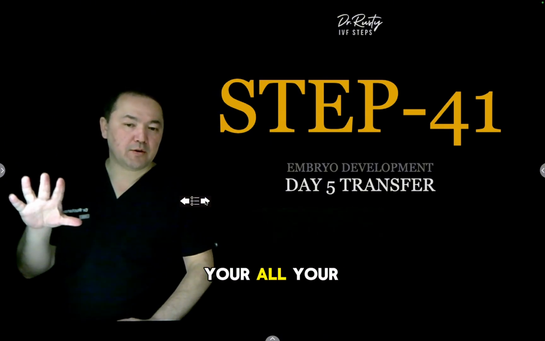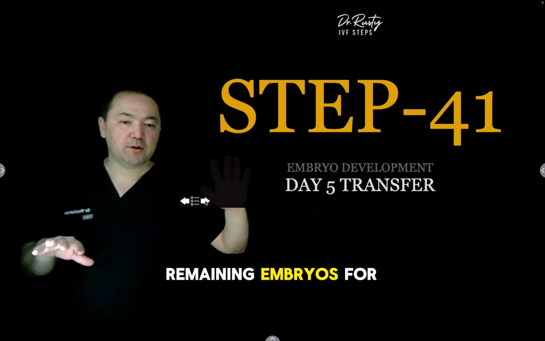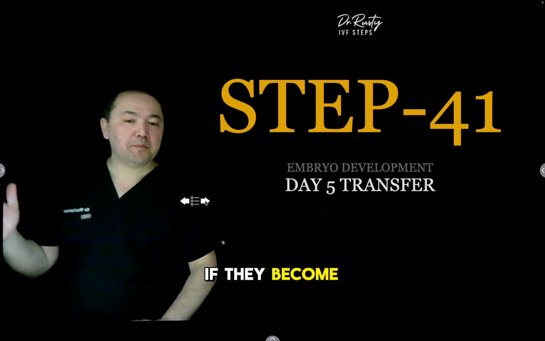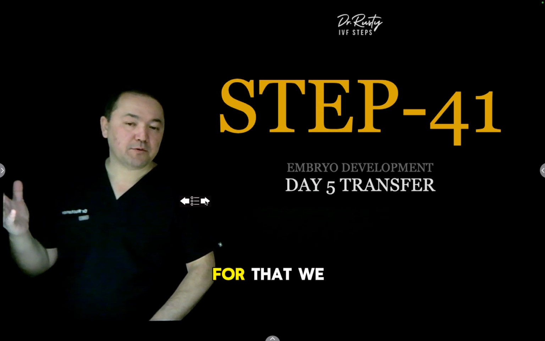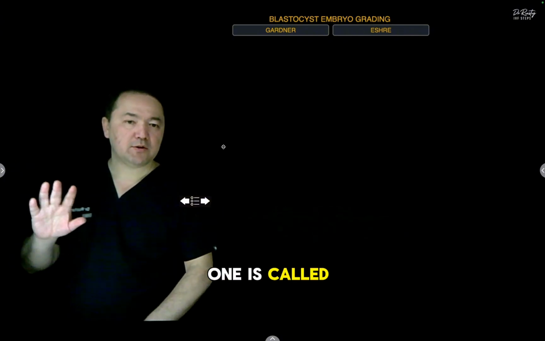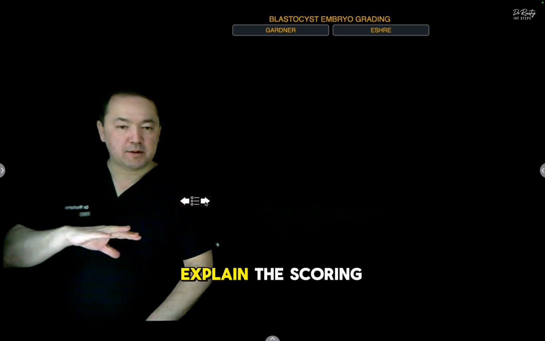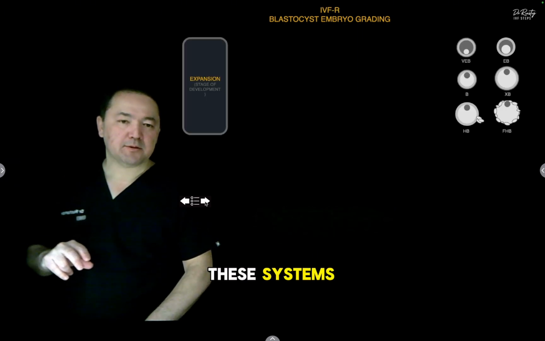If you're freezing all your embryos, then we should be able to freeze all high grade embryos and put the remaining embryos for incubation for another day. If they become high grade, then we should be able to freeze. For that, we need to score the embryos. There are 2 big scoring systems. One is called Gardner and second is Esri. So I will explain the scoring in both of these systems.